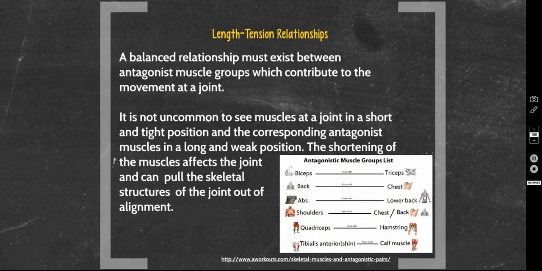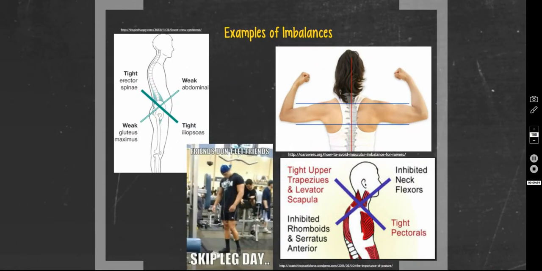So moving on, I've got here some examples of muscular imbalances. So the first one I want to look at is that bottom right picture. It may seem familiar to some of you. If not, then, well, hopefully you learned something.